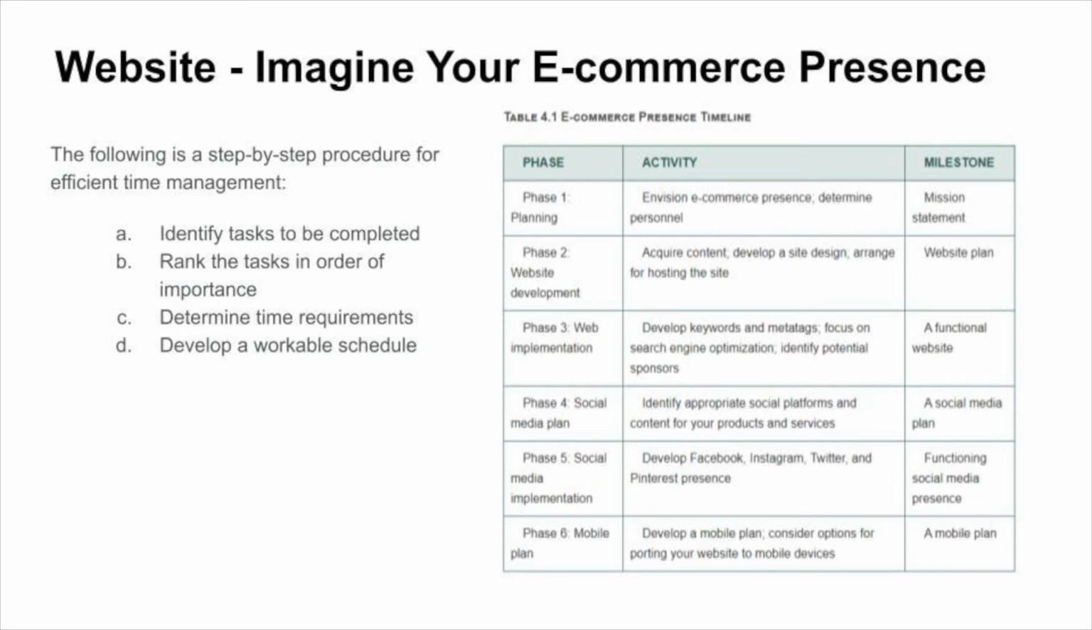For example, in this graphic that I have here, I have the planning phase, the website development phase, the web implementation phase, the social media plan phase, the social media implementation phase, and the mobile plan phase. This is something you can do in terms of a chronological setup, what needs to be done first, second, and third, and you should be able to get a reasonable time frame based on that. The following step-by-step procedure will allow you to do this in a more efficient way: identify your tasks, rank the tasks in order of importance, develop time requirements, and develop a schedule that works.